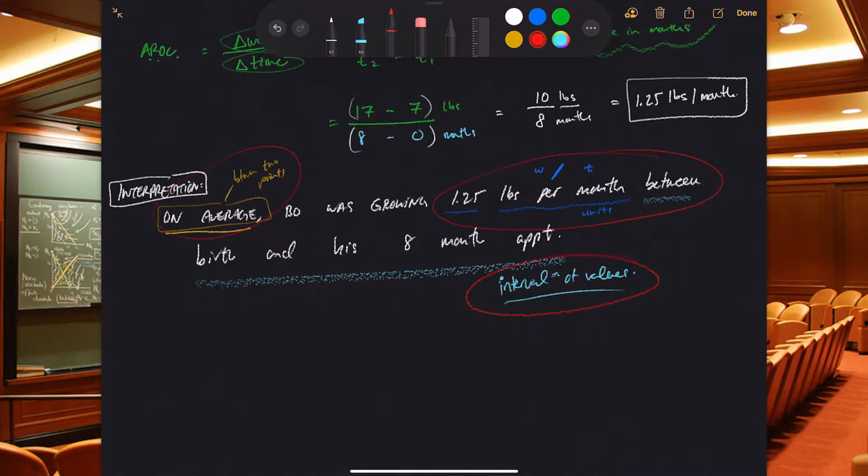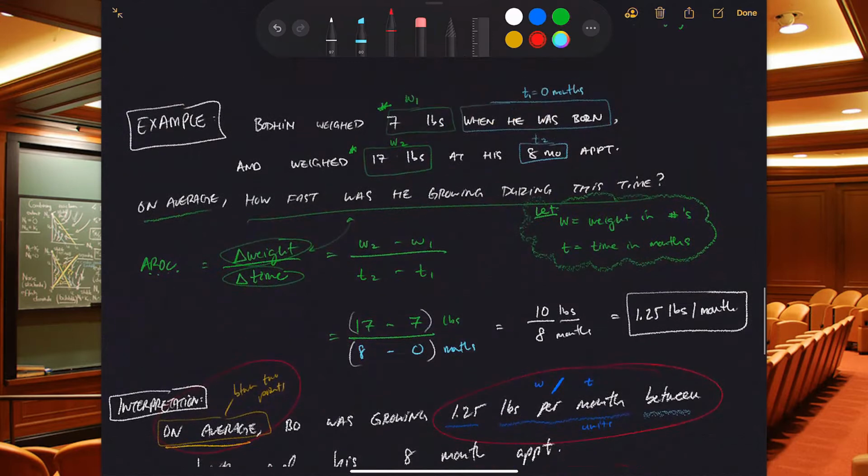Okay. So this is how we measure the change in a quantity compared to another, the average rate of change. In essence, it's the speed at which something's changing. But again, speed kind of breaks down when our input is no longer time. Change in output over change in input.